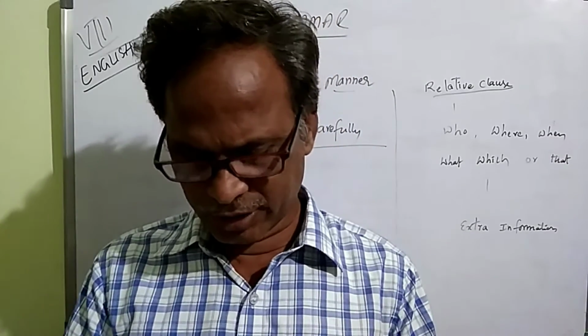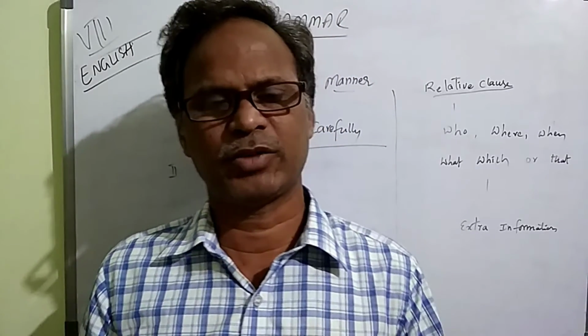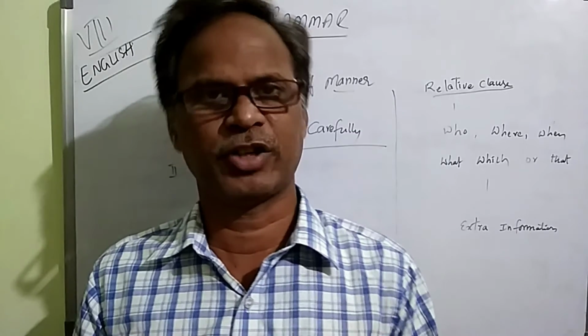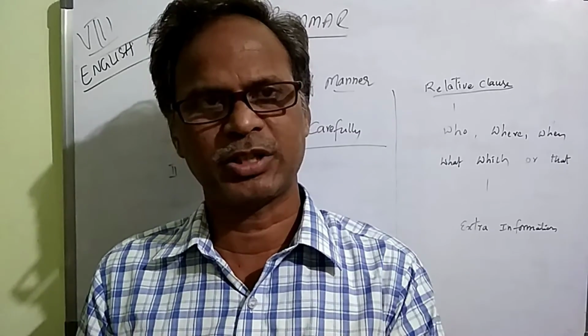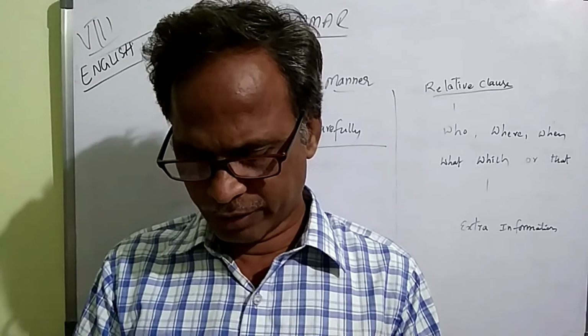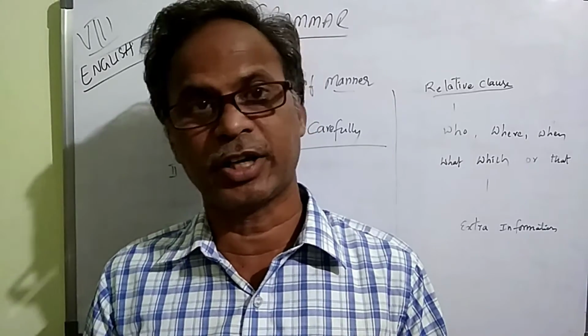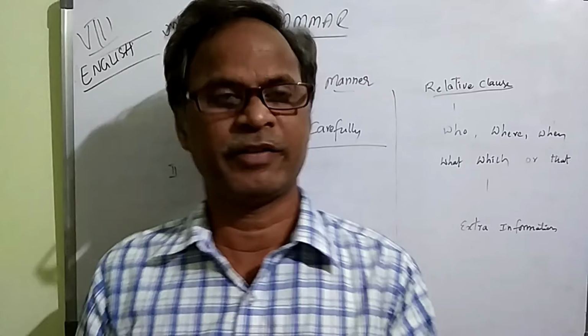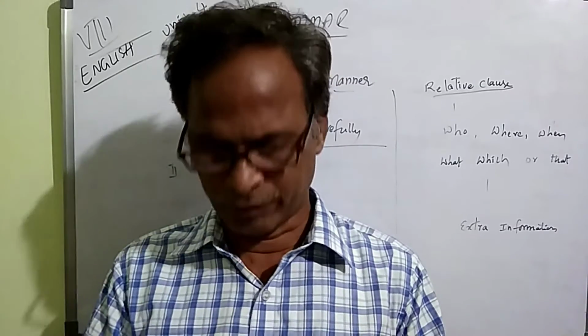And the second one, I visited the place. For the place we have to use the word where, and which can also be used here. You can give some extra information. Third one, he told me the time. For that you can use that, or you can use which there. You can give the extra information.